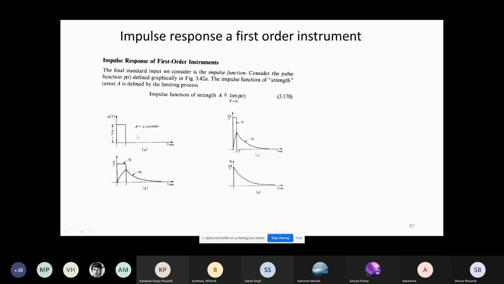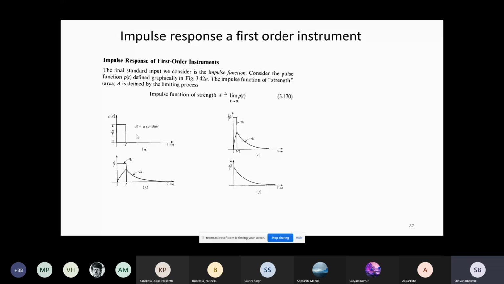Now this pulse, which we call P(t) in figure A, if we give it to some first order system, you will get some output. Now the pulse width is gradually decreased, that means the capital T, the width of the signal, is gradually decreased. But the strength will remain A, because A by T into T will always be A. But what will happen?